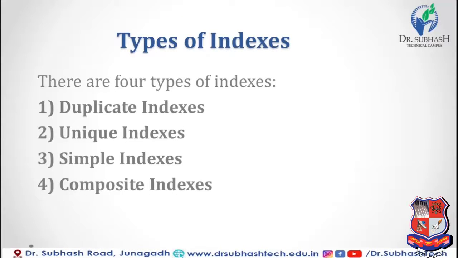Types of index. How many types of index are supported by the DBMS? There are 4 types of index supported by the DBMS: duplicate index, unique index, simple index and composite index. 4 types of index: duplicate, unique, simple and composite. Just as the name suggests. It is too much easy.